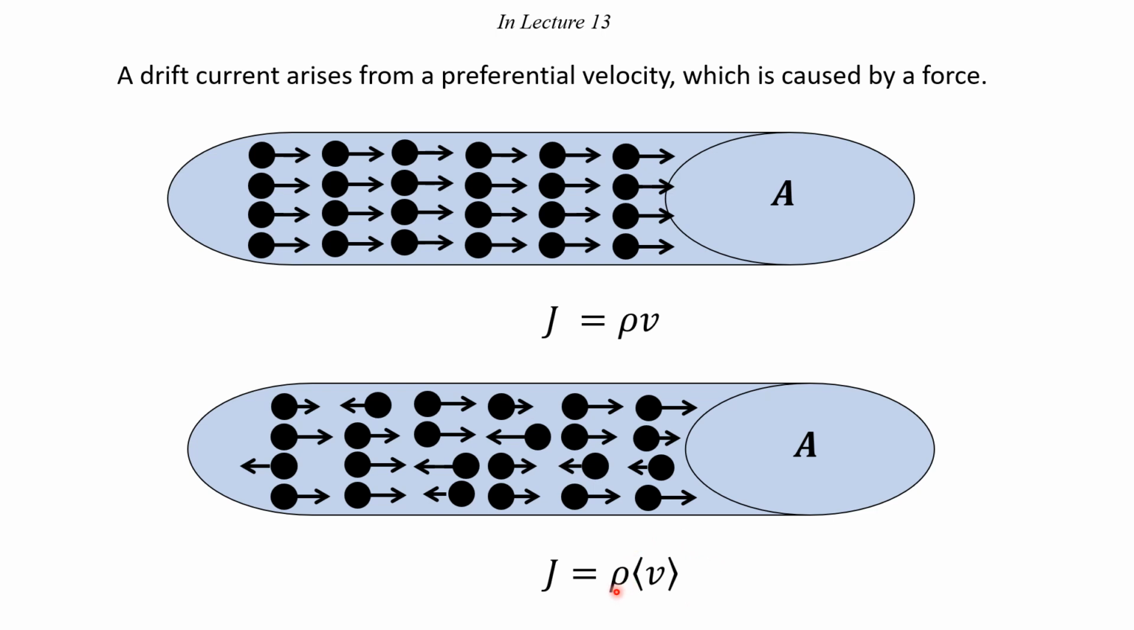So when the average velocity of the particles is zero, then we do not have a preferential velocity. In other words, we don't have a drift current. So when this term is zero, the drift current is zero. In this lecture, we're going to consider a situation where we assume that the average velocity is zero, but there will be a variation in the concentration of particles, and this variation will cause a second kind of current, which is the diffusion current.